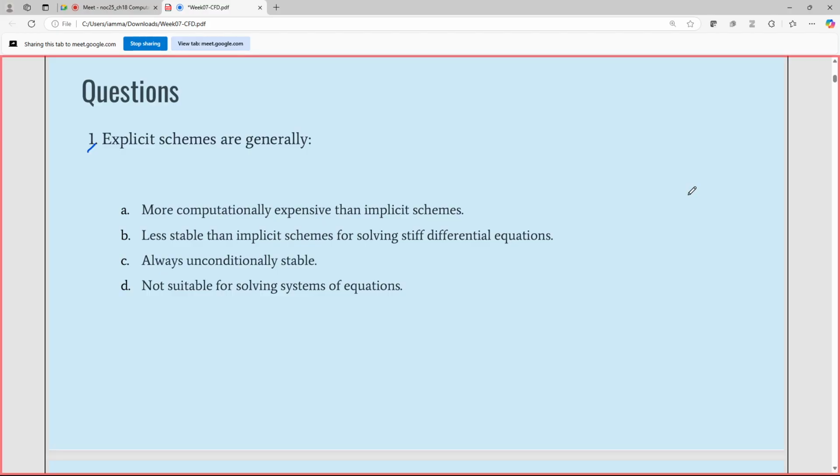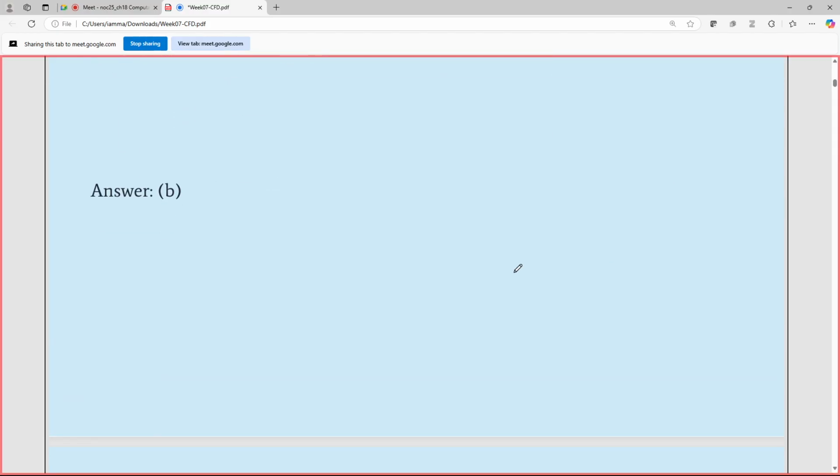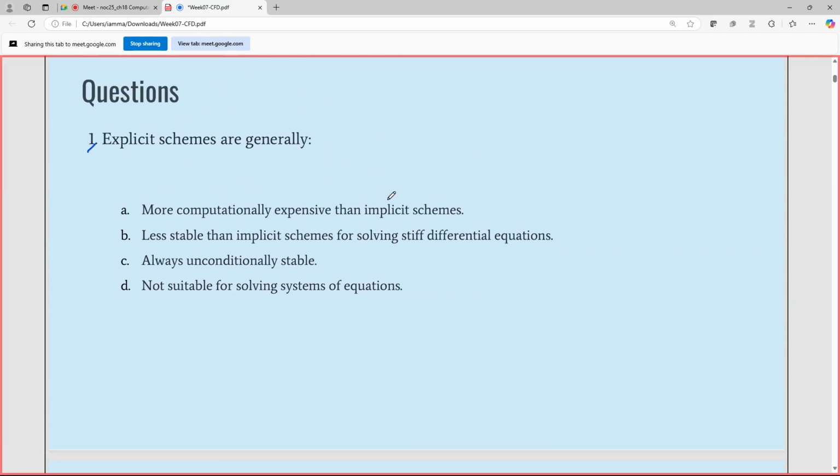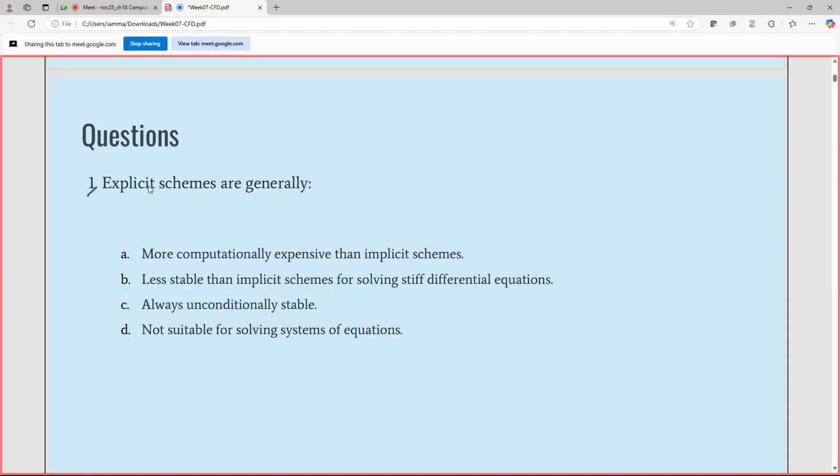Our answer is option B, that is, explicit schemes are less stable than implicit schemes for solving stiff differential equations. Generally, I think everybody knows the difference between explicit and implicit.